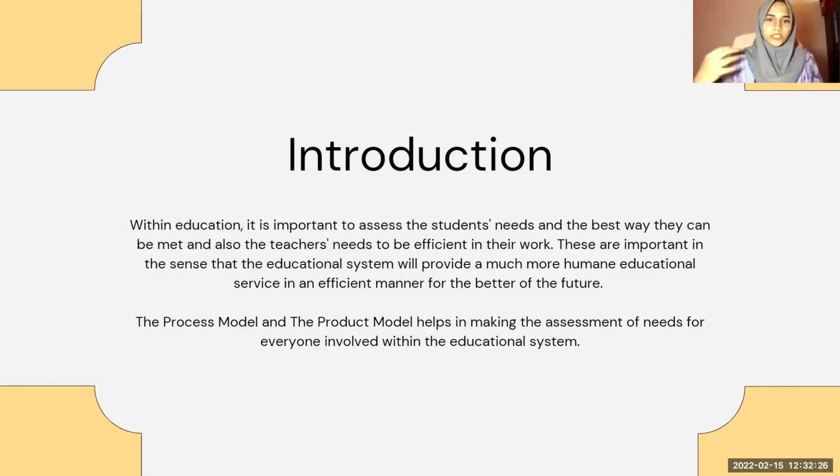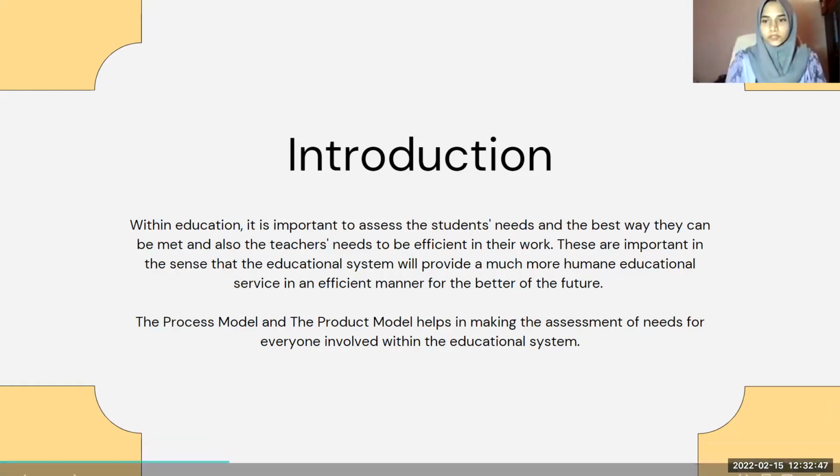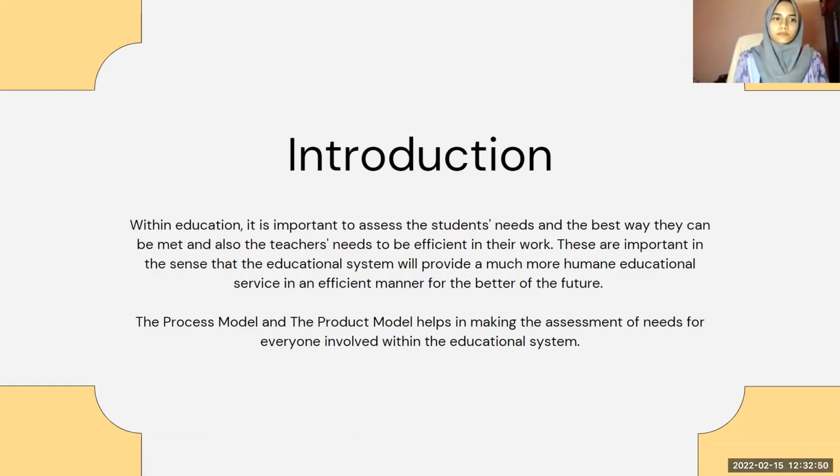So within the education process, if we put emphasis on these two groups, the students' needs and the teachers' needs, this will provide a much more humane educational service in an efficient manner, for the better of the future. So by assessing what type of things we can include within our education, a lot of researchers came up with two models, which are the process model and the product model.